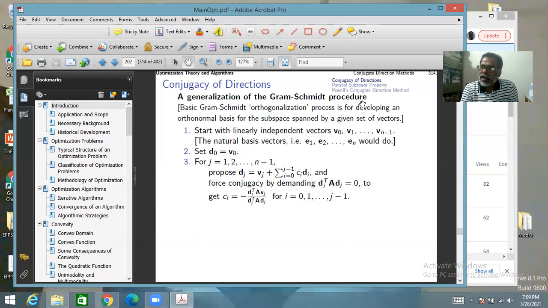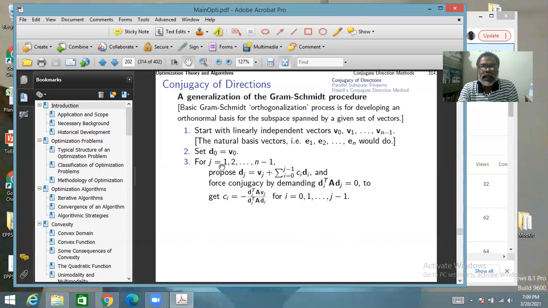So to the extent that it is a generalization of orthogonality, conjugate directions can be found by a generalization of the Gram-Schmidt process. Okay. So you start with a set of linearly independent vectors, starting with the natural basis vectors. The coordinate directions will be good enough. As the first direction in the family of conjugate directions that we are going to build, you keep the first one from here. That in this case would be e1.